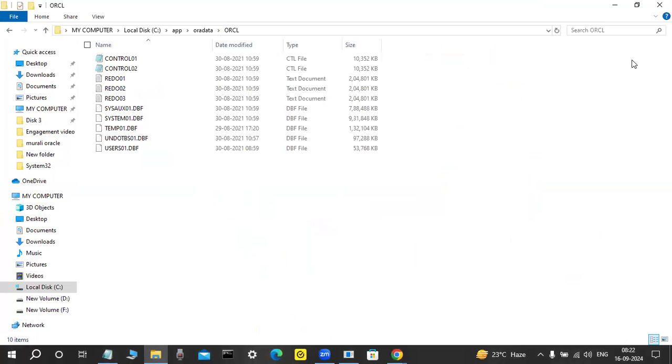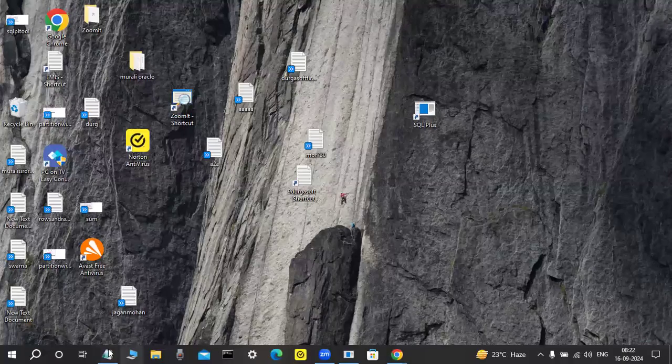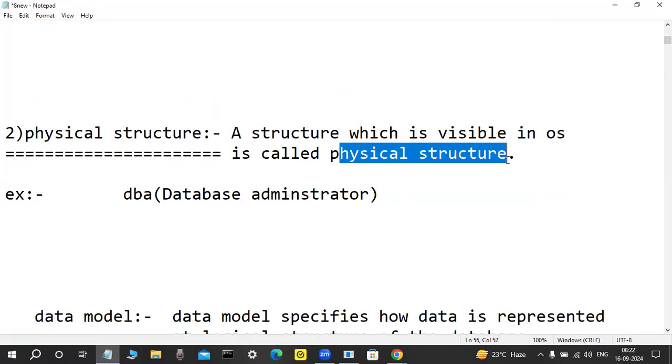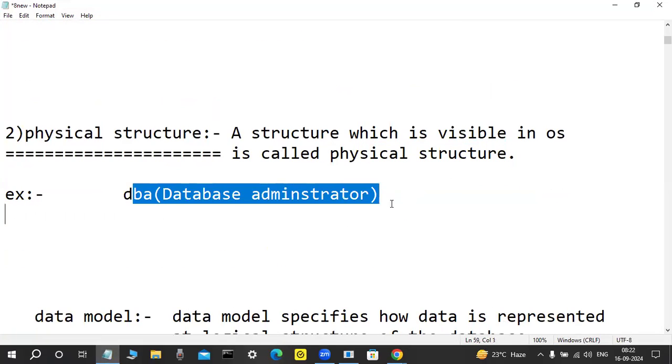Okay? Yeah. Oracle side. What is this? A big concept based on these files only: table spaces, extents, segments. So many things are there actually. And now check it out. That's why, what is physical structure? A structure which is visible in the operating system is called physical structure. That is what a database administrator only works on. Okay? Yeah.